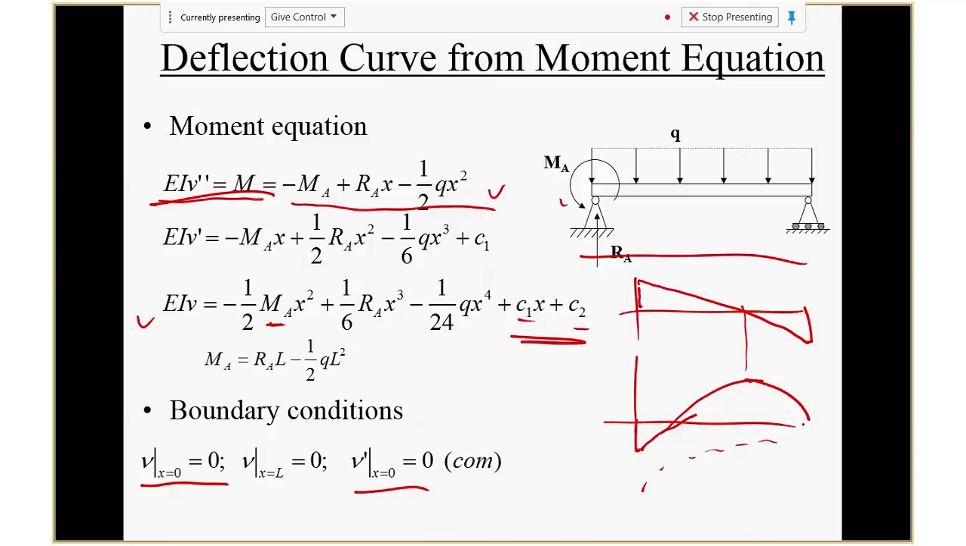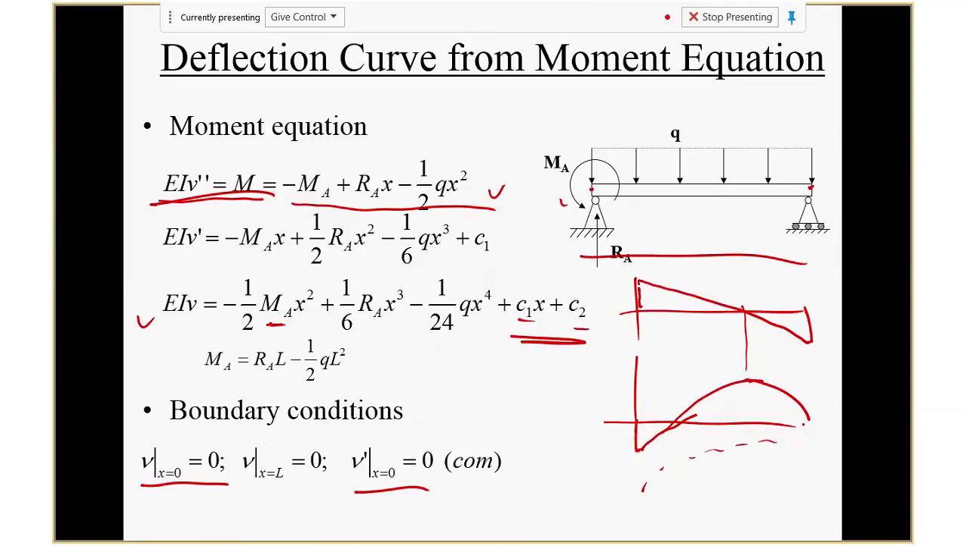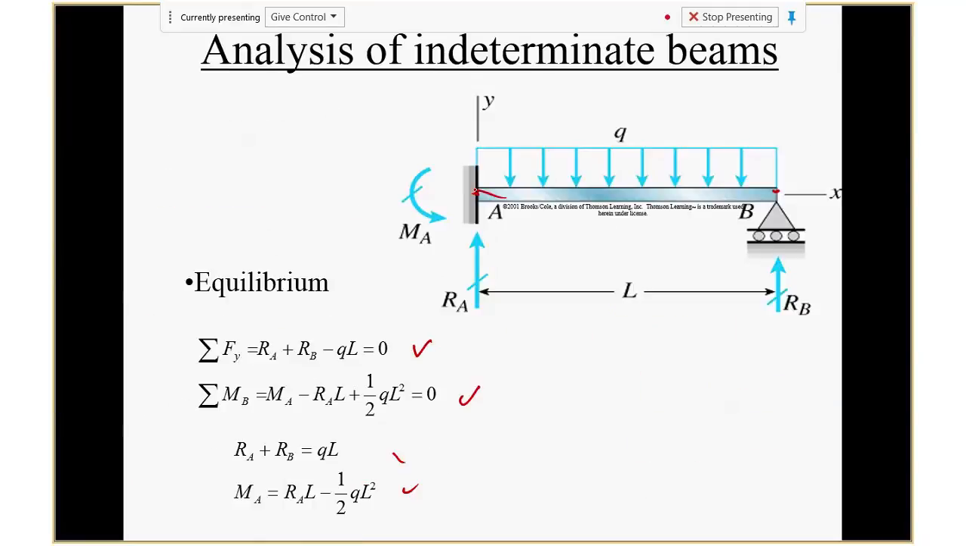This beam, when it deforms, what's the deflection here? 0. What's the deflection here? 0. Now this beam, what's the deflection here? 0. What's the deflection here? 0. So this is the same. Now look at this beam. What's the rotation angle here? It can be any value depending on the MA, right? Now what's the rotation here? 0. Now how can you make these two beams match each other? Make that point equal 0, right?